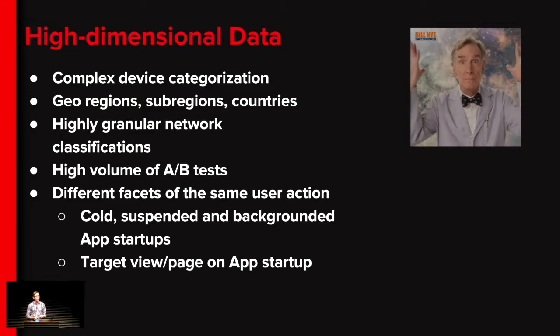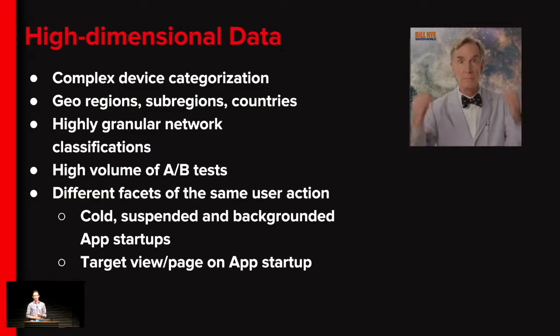We have really, really high dimensional data. Really complex device categorization. We have thousands and thousands of combinations of devices, platforms, apps, versions, and so on and so forth, and we need to be able to split all of those. We need to take geo into consideration, regions, countries. A lot of our customers, internal customers, are part of our CDN team, so we need really granular network classifications. So your ISP or the ASN, the ISP network you're talking to, or the AWS region you're talking to, or if you're over Wi-Fi or cellular network.